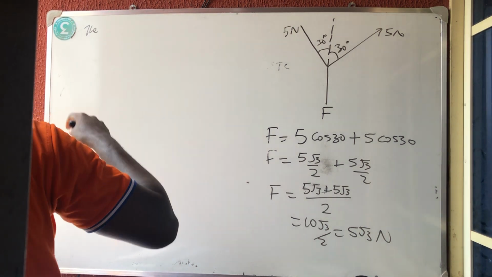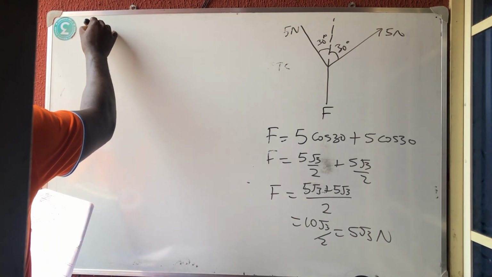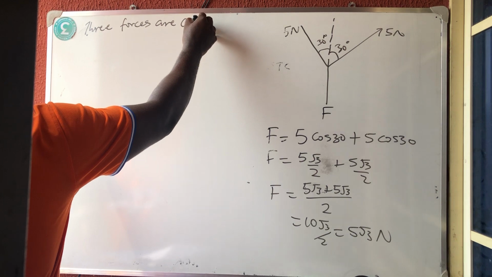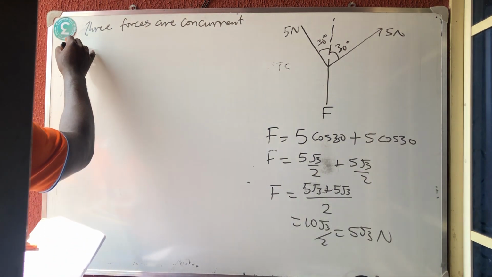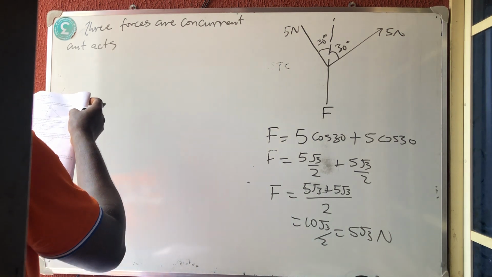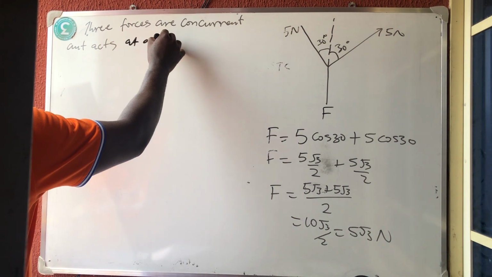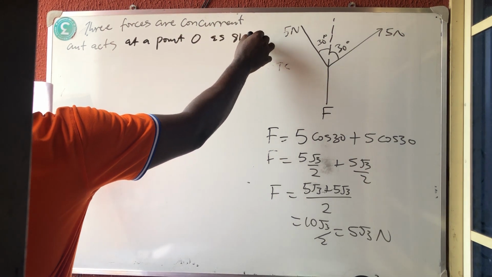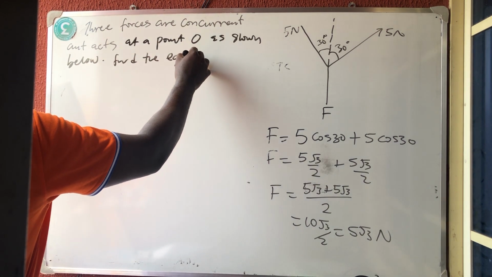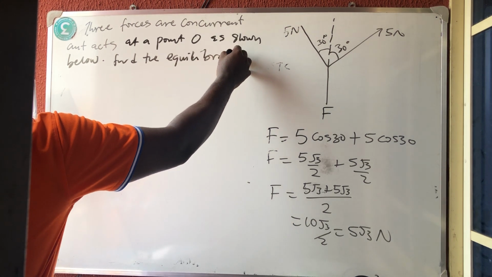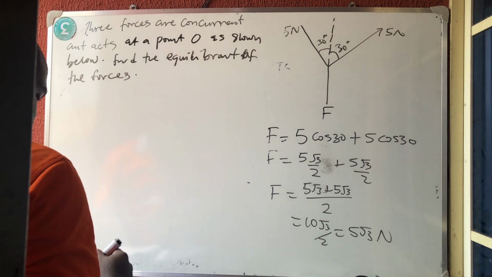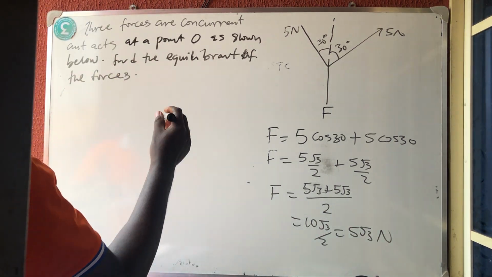Another example said, three forces are concurrent and act at a point O as shown below. Find the equilibrium of the forces. Find the equilibrium of the forces, okay? And they gave us the forces to be like this.